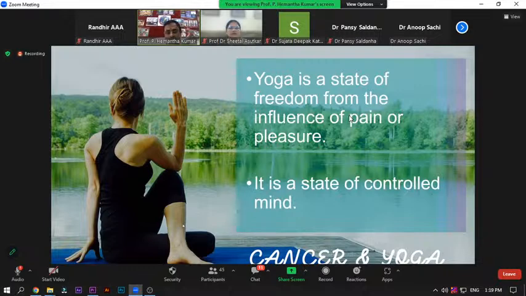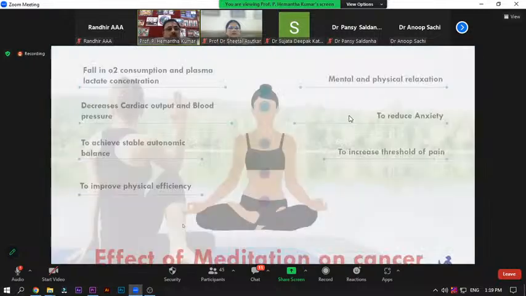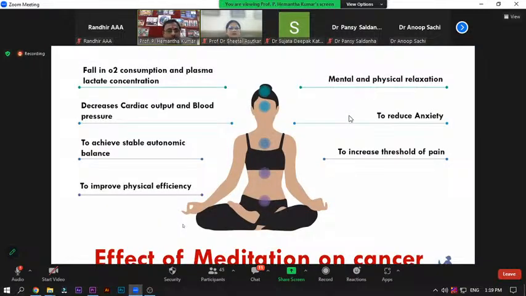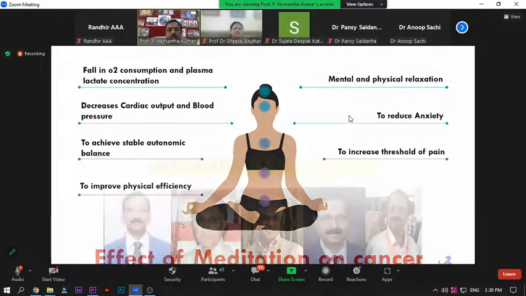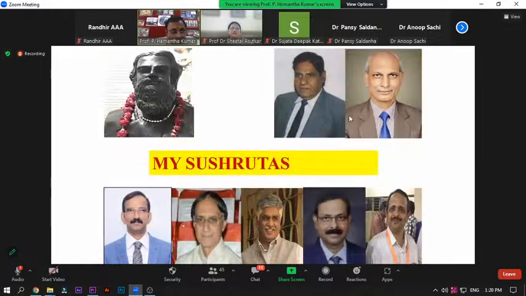These have also been studied in various centers. Fall in oxygen consumption, plasma lactate concentration, decrease in cardiac output and blood pressure, and achieving stable autonomic balance and improved physical efficiency, mental and physical relaxation, reduced anxiety, and increased threshold of pain. So many advantages. We have seen so many patients following surgery and along with medications, and we are advising yoga and meditation. See, I am concluding my session.